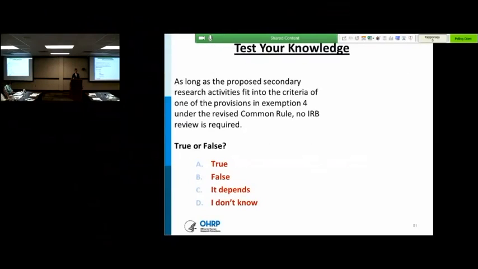Okay, so as long as the proposed secondary research activities fit the criteria of one of the provisions in Exemption 4 under the Revised Common Rule, no IRB review is required. Is that true or false?